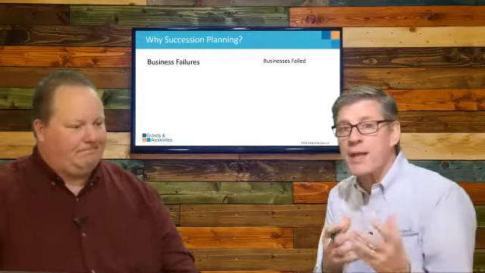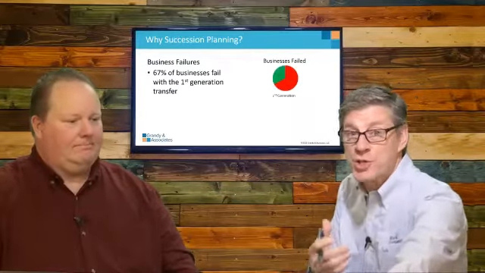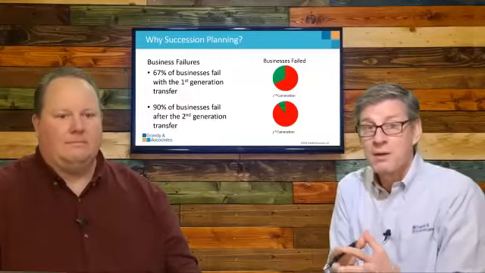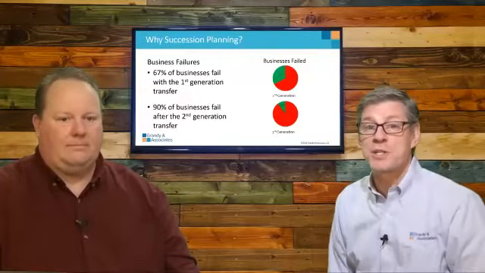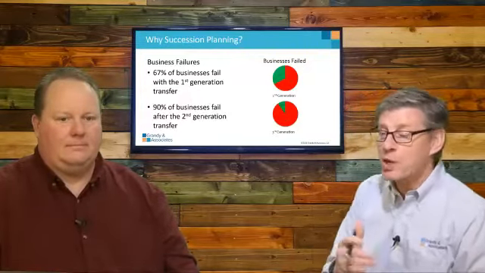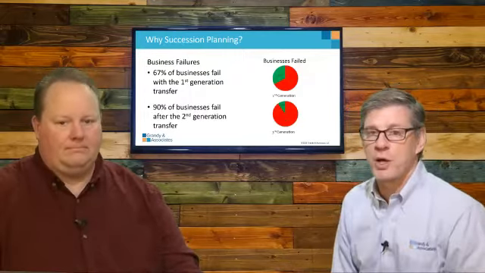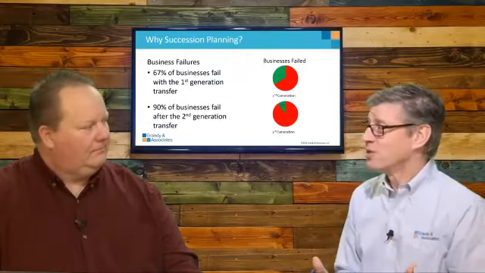So one that goes along with that is the actual success rate or failures of the businesses themselves, right? 67% of businesses fail with the first generational transfer. 90% fail on the second generational transfer. That's huge. It is. Right.